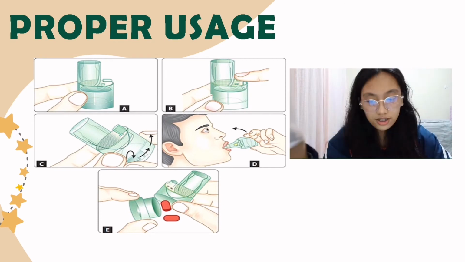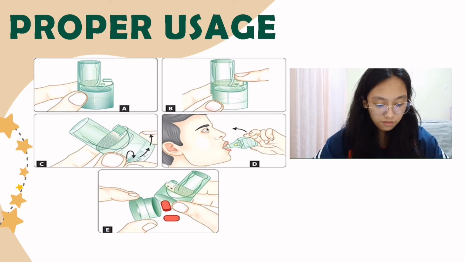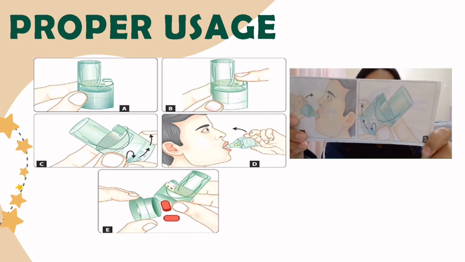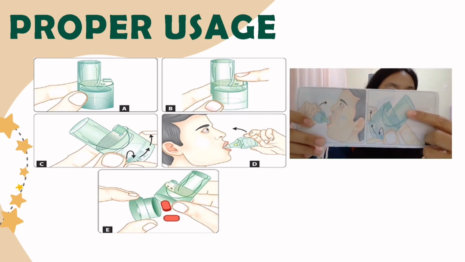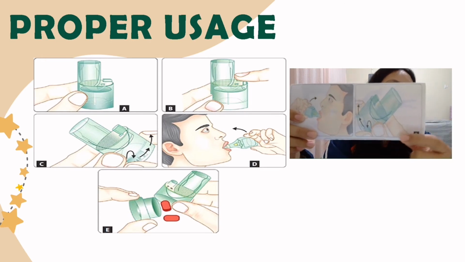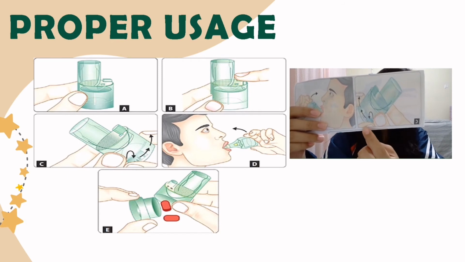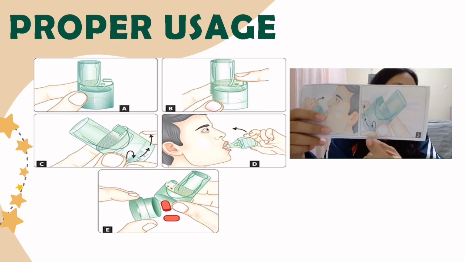For this step 3, hold the mouthpiece firmly in one hand while rotating the base. So as you can see, the patient here holds the mouthpiece in one hand and he holds the base in the other hand while rotating it.